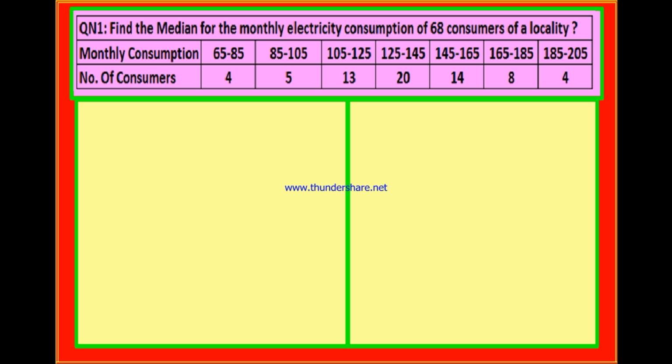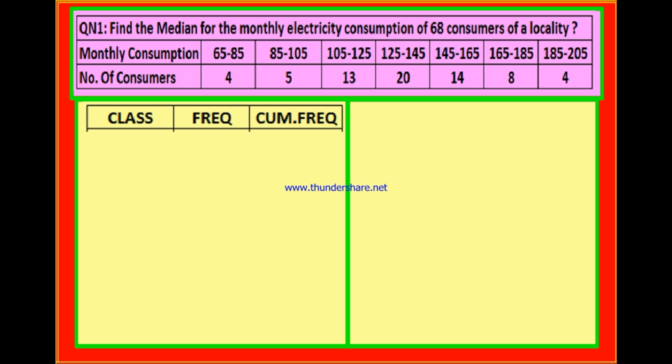Understood? While finding mode, we took only two columns, classes and frequency. But in order to find the median, besides classes and frequencies, you should consider another column, which is cumulative frequency or less than cumulative frequency. You know how to find the less than cumulative frequency from your previous class, your 9th class, isn't it? Now you see here, the first column is for classes, the second column is for frequency, and the third column is for cumulative frequency.